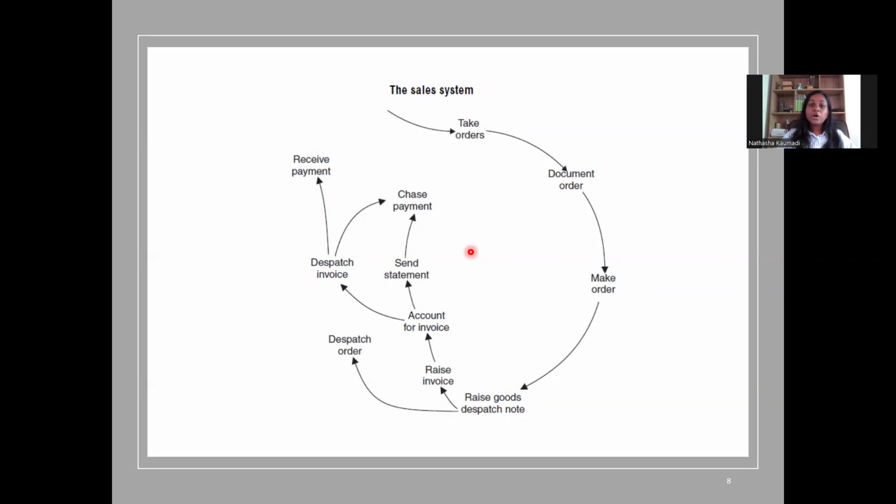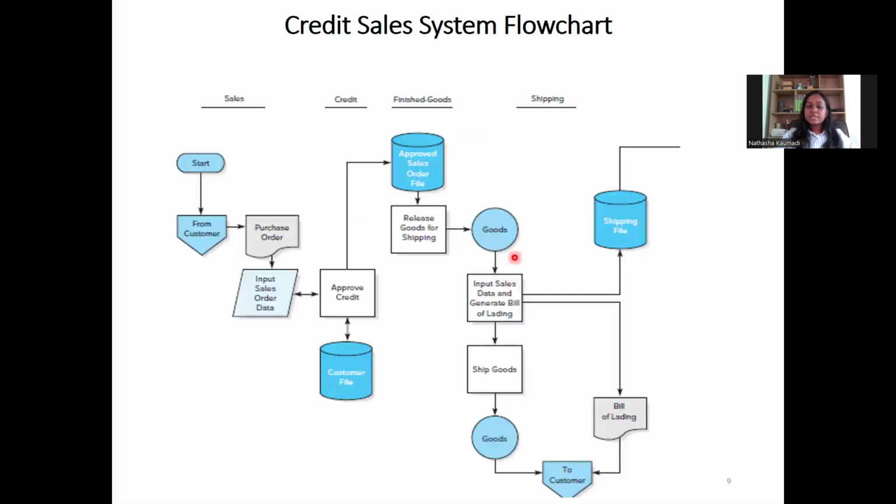What are the documents involved? Who are the personnel involved? What are the authorization points? Everything. You need to document the whole process, maybe like a flow chart. See, this is a flow chart, maybe using the start option.